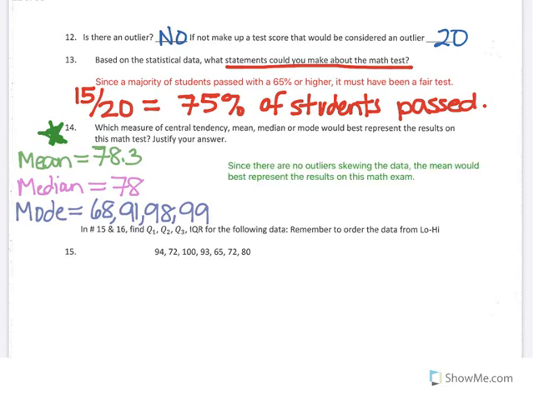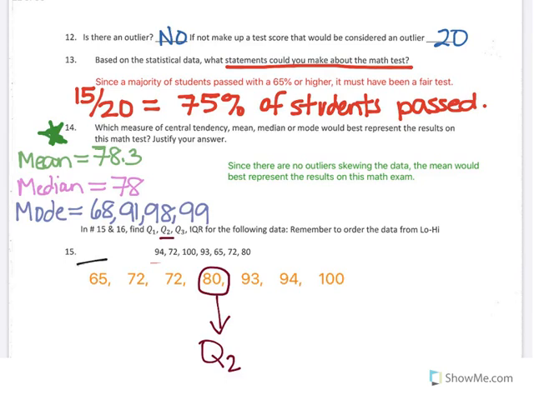So on to question number 15. In 15 and 16, we have to find all 3 quartiles, the interquartile range, and then we have to also remember to order the data from low to high. So the first, number 15, is not in order, so we have to do that first. So here's my data listed in order. I always have to start by finding the middle number. Since there is an even amount of numbers, I only have one middle number here, and that's going to be 80. So 80 is going to be my quartile 2, otherwise known as my median.